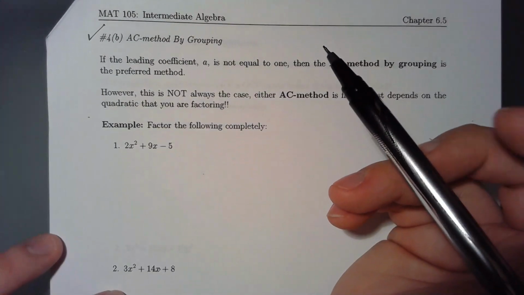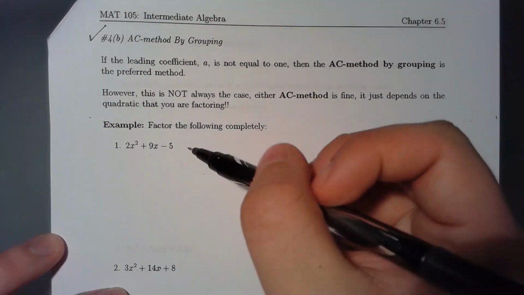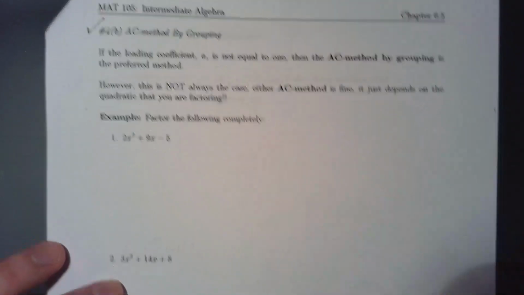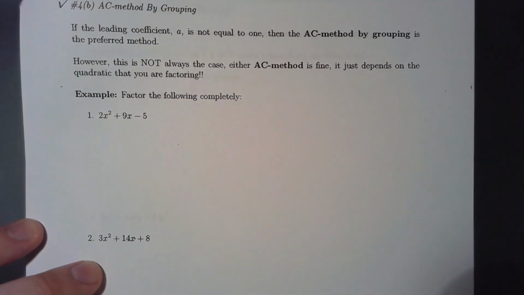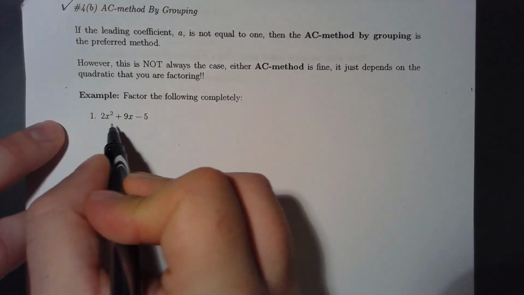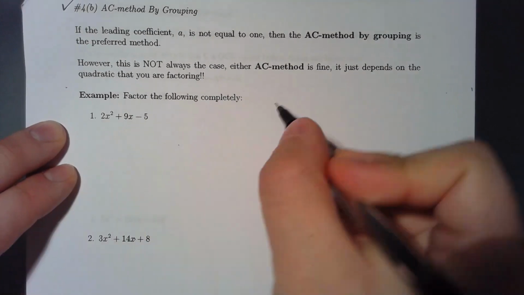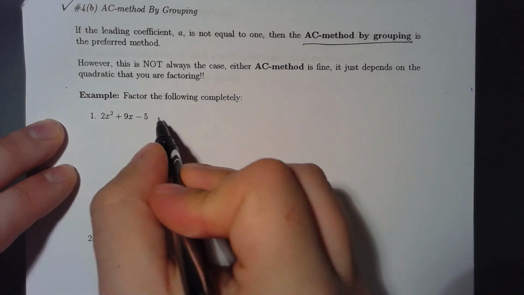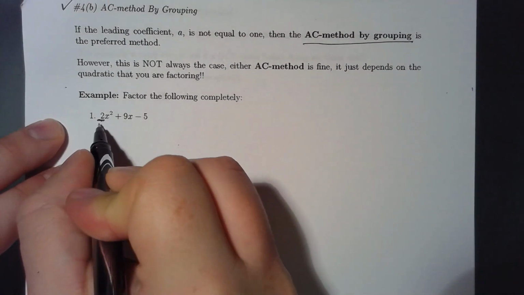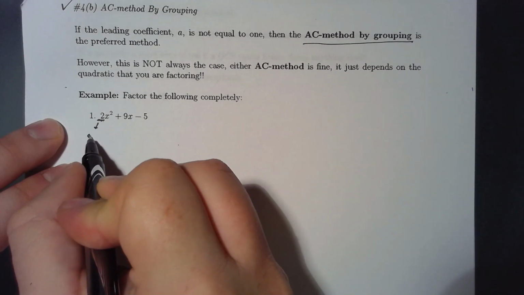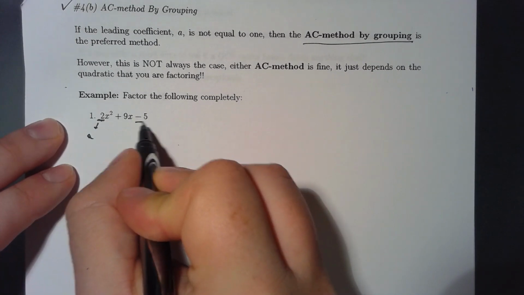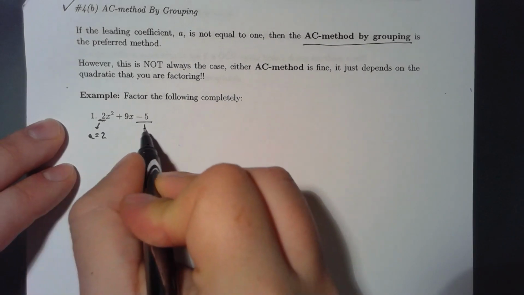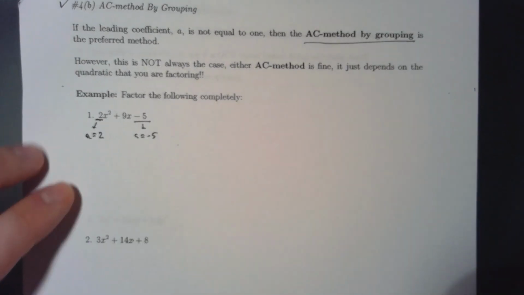I rarely do it this way unless the factors could get a little crazy. I'm going to show you how to do it. So what's the value of A here? This is AC by grouping, is what I'm going to do here. The value of A here is 2, and the value of C here is -5.